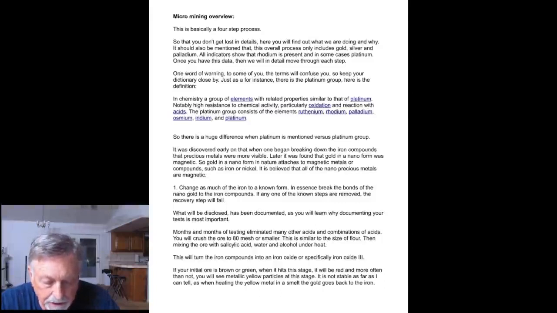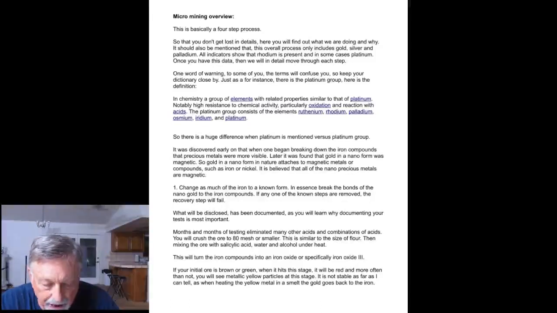Number one, changes much of the iron into a known form. In essence, breaks the bonds of the nanogold to the iron compounds. If any one of the known steps are removed, the recovery step will fail. What will be disclosed has been documented, as you will learn by documenting your own tests is most important. Months and months of testing eliminated many other acids and combinations of acids.